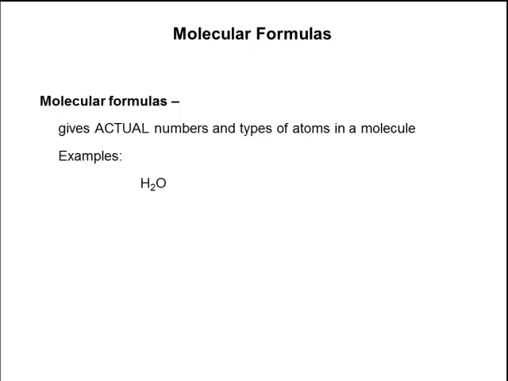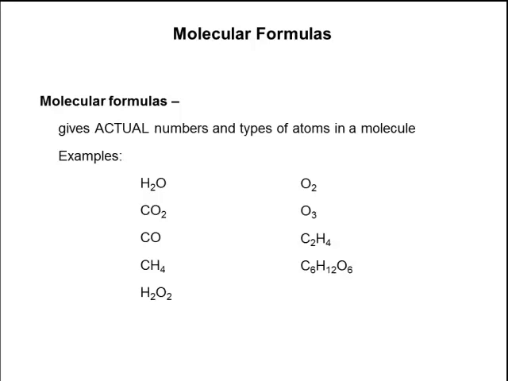So H2O, water, means I've got 2 hydrogens, 1 oxygen. CO2, 1 carbon, 2 oxygens. CO, 1 carbon, 1 oxygen. CH4, 1 carbon, 4 hydrogens. H2O2, 2 hydrogens, 2 oxygen atoms combined together. O2, 2 oxygen atoms. O3, which is 3 oxygen atoms. C2H4, I've got 2 carbon atoms, 4 hydrogen atoms.